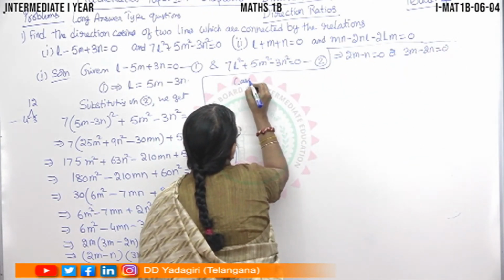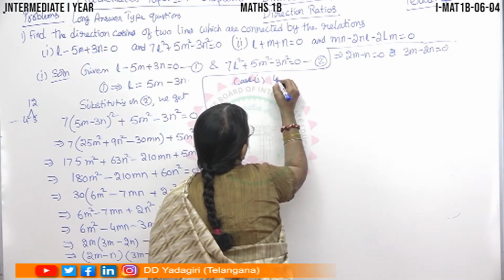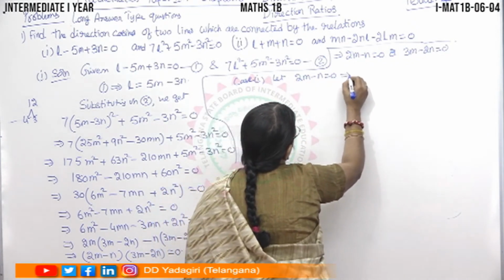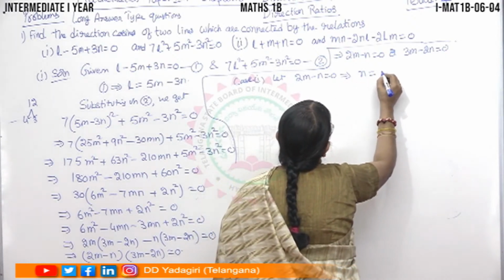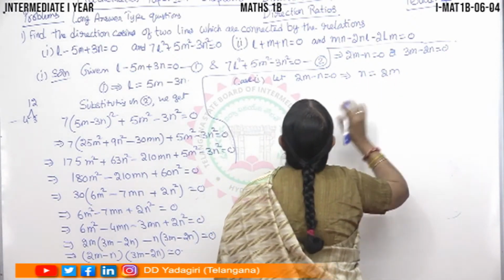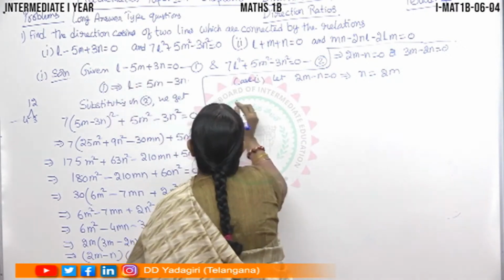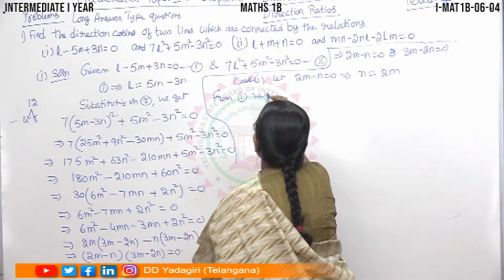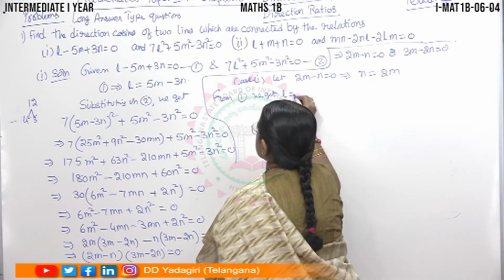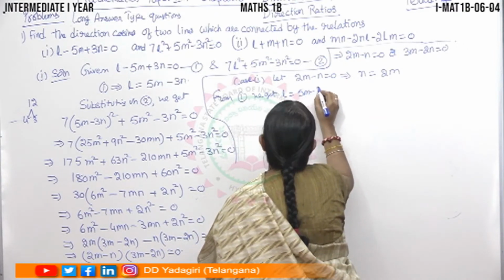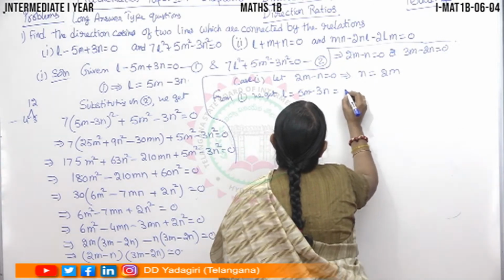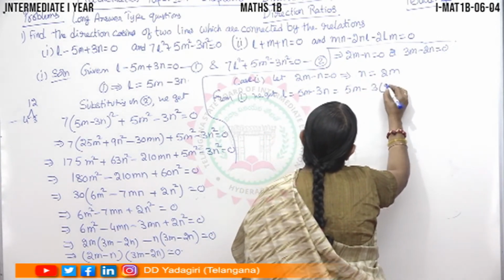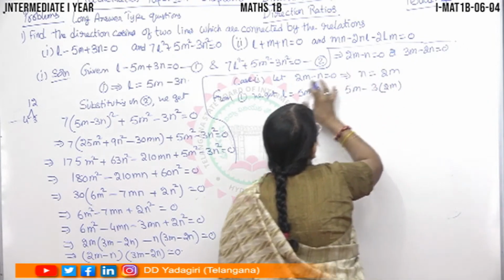So we'll take, suppose, case 1. Suppose that 2m minus n is equal to 0. Then you will get n is equal to 2m. Now we'll find out L from this. From equation 1, we get L is equal to 5m minus 3n, that is 5m minus 3 into n. What is n? 2m.